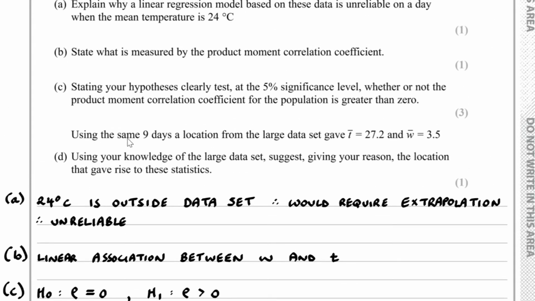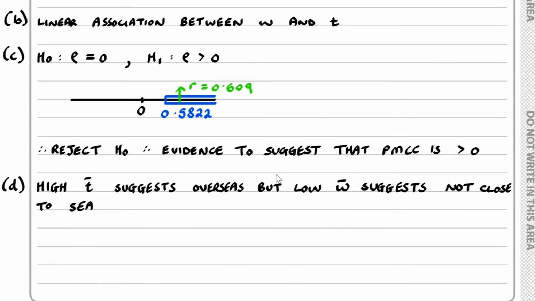And then for part D, using the same 9 days, a location from the large dataset gave the mean of T being 27.2 and the mean of W being 3.5. Using the knowledge of the large dataset we have to suggest, giving a reason, the location that gave rise to these statistics. Well, we've got a high T value, but a low W. Now, a high T would suggest we are overseas, but a low W suggests we are not close to the sea. And therefore, the location could be Beijing.